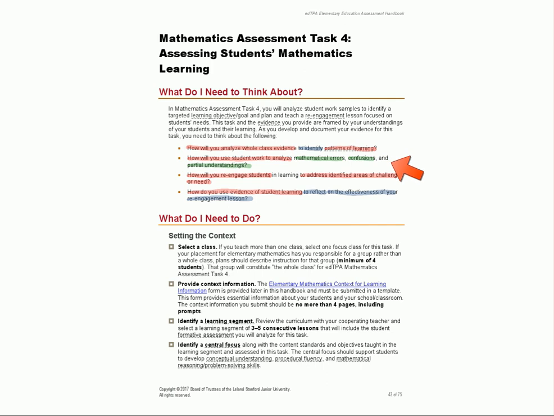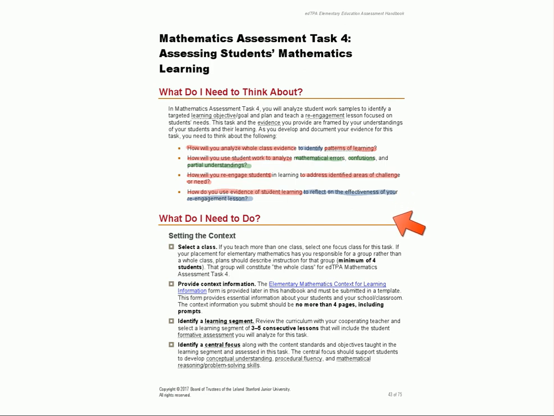How will you use student work to analyze mathematical errors, confusions, and partial understandings? How will you re-engage students in learning to address identified areas of challenge or need? So areas of challenge or need, struggles, those things will come up throughout the task. And then, how do you use evidence of student learning to reflect on the effectiveness of your re-engagement lesson? All right, and that will come up in more detail later as well.